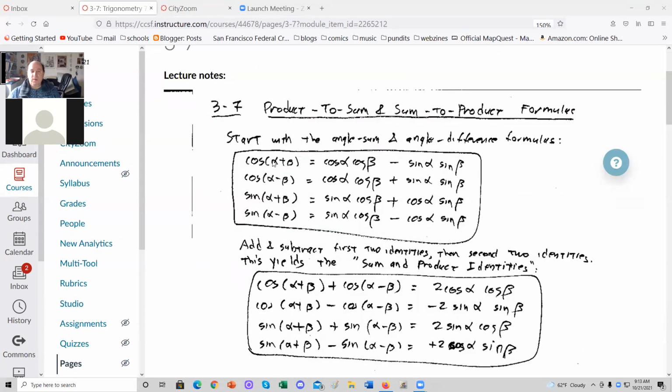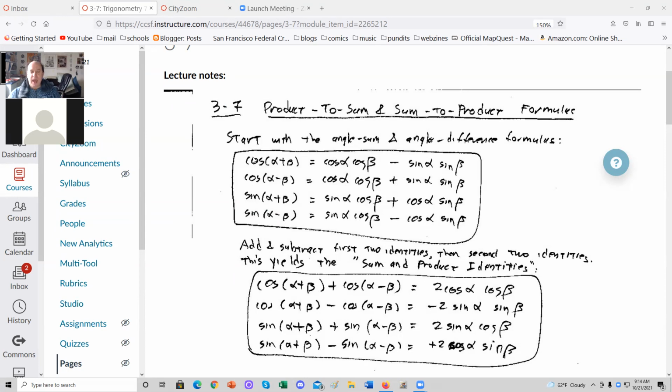Okay, we start off with these angle sum and angle difference formulas. We've discussed them previously. Cosine of alpha plus beta is cos alpha cos beta minus sine alpha sine beta. Cosine of alpha minus beta is cos alpha cos beta plus sine alpha sine beta. Sine of alpha plus beta is sine alpha cos beta plus cos alpha sine beta. And sine of alpha minus beta is sine alpha cos beta minus cos alpha sine beta.